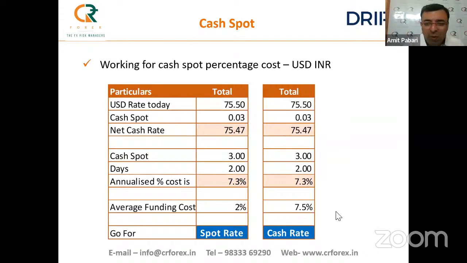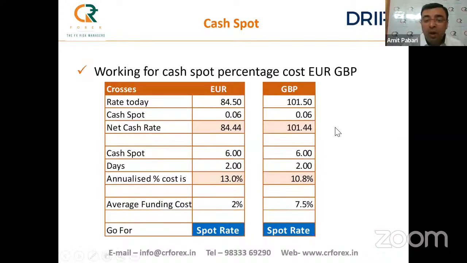Now, I think a few people are raising hands. I will definitely answer them at the end of the session. Now, this is dollar rupee. If you are an exporter who receives money in euro and pound, there the costs are much higher. Cash pot is minimum 5 to 6 paisa. In that case, the annualized interest cost is close to 13% and 10.5%. So there you should definitely take spot trade.